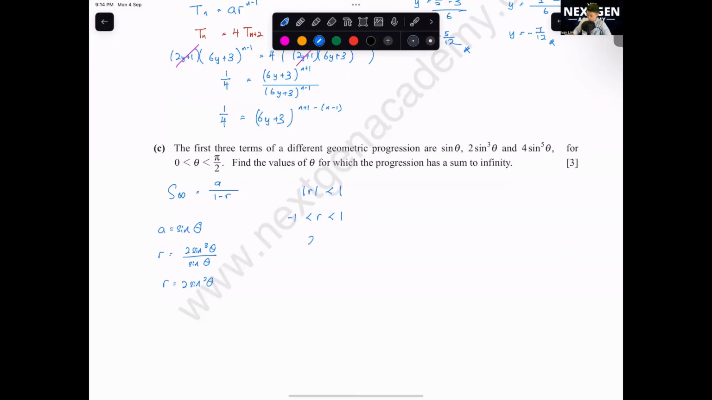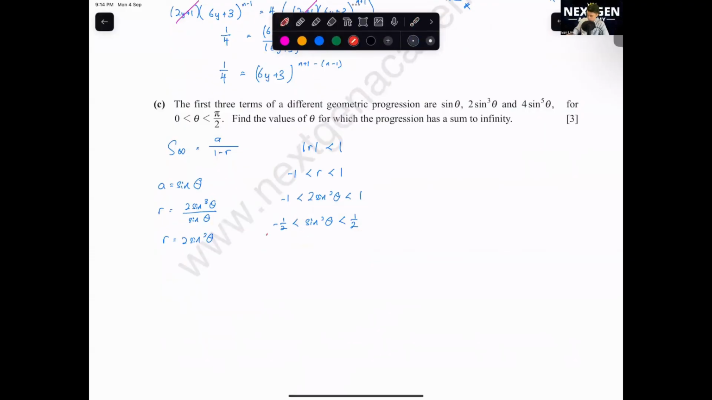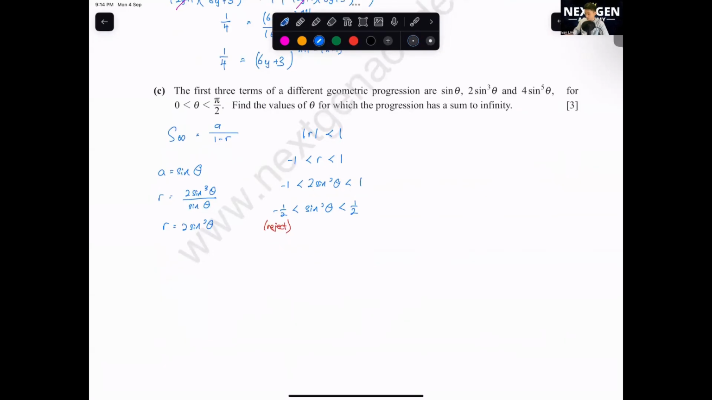Okay, let's sub it in. So here will become 2 sine square theta from negative 1 to 1. Then we divide by 2: negative 1 over 2 to 1 over 2. Okay, however, we are going to reject this over here, because my theta is until pi over 2 only. So I'm just going to take this part here. This part here, I'm going to reject it. So I'm just going to take sine square theta is less than 1 over 2.